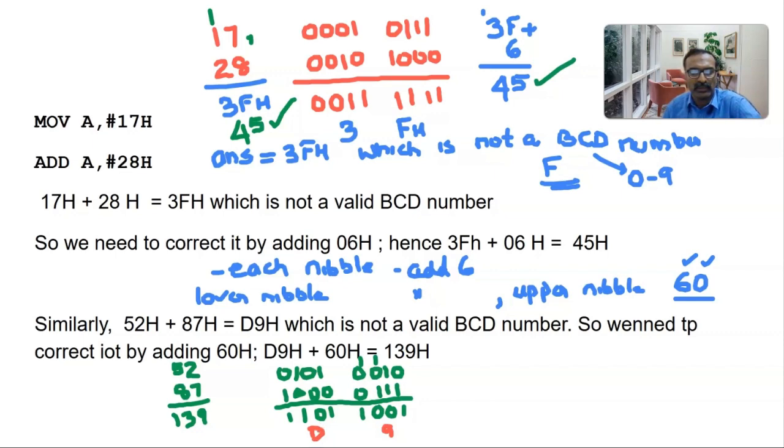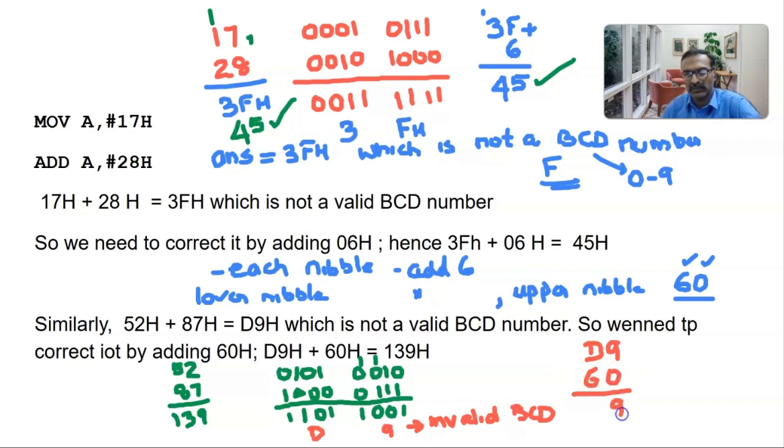A is 10, B is 11, C is 12, D is 13. So the answer is D9, which is an invalid BCD. The upper nibble is not correct. So what should we do? To D9 we should add 60.